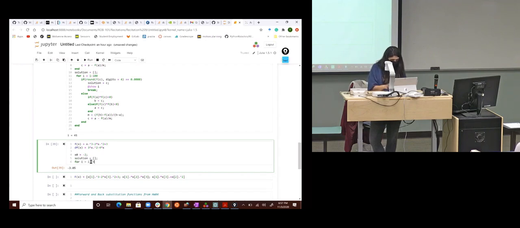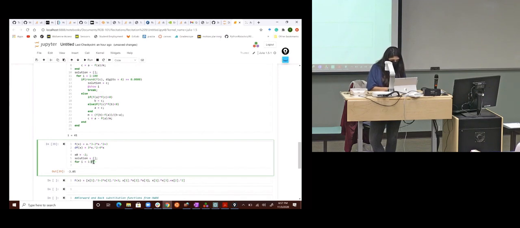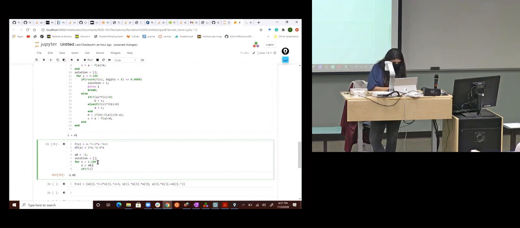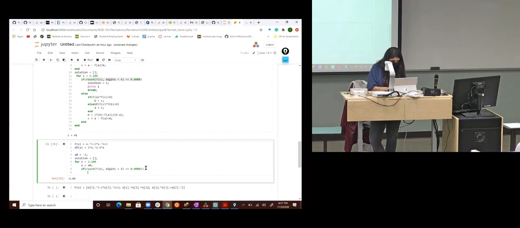For i equals 1 to 100, I look at if f of x, let's say x equals x naught for now. So if f of x is about equal to 0, then the solution is equal to x.